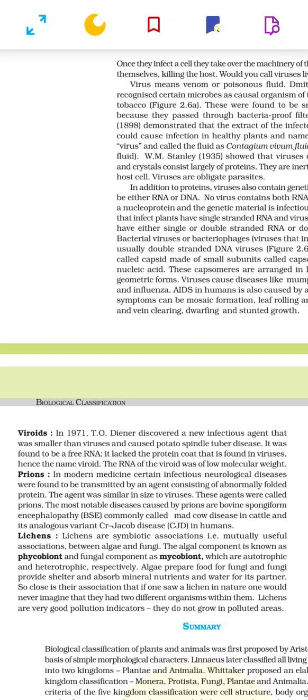Lichens are a symbiotic association, that is, a mutually useful association between algae and fungi. The algal component is known as phycobiont and the fungal component is known as mycobiont, which are autotrophic and heterotrophic respectively. Algae prepare food for fungi, and fungi provide shelter and absorb mineral nutrients and water for their partner. So close is their association that if one saw a lichen in nature, one would never imagine that there were two different organisms within it. Lichens are very good pollution indicators, that is, they do not grow in polluted areas.